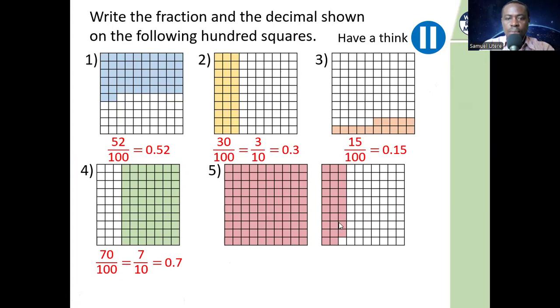And here we have 29 squares shaded. So if we were to write this, we can write this as 129 squares divided by 100, or 1 whole with a fraction 29 hundredths. And that is the same thing as 1.29.